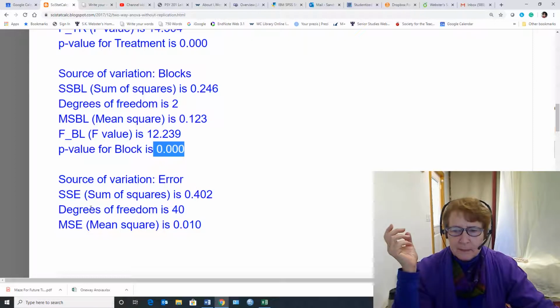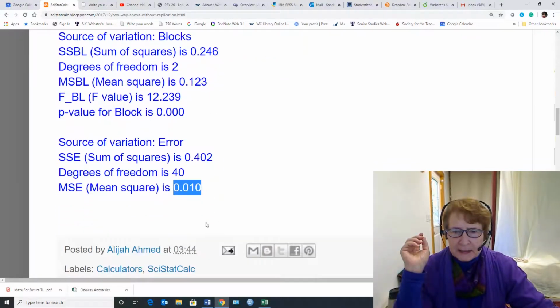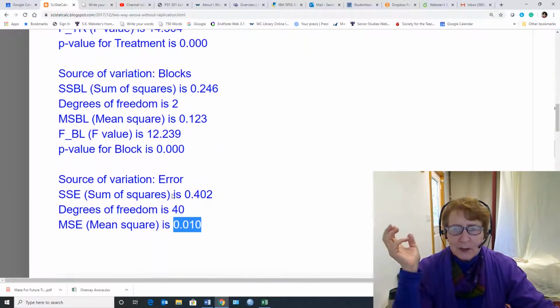Here's the mean square error, and this is what we'll be using for multiple comparisons. I'm sorry, not this one. And basically that's how you get your results.